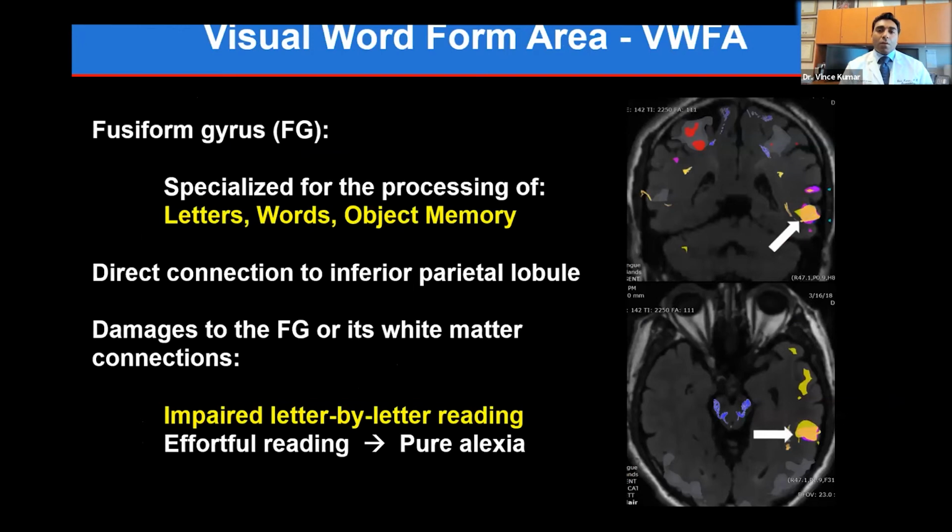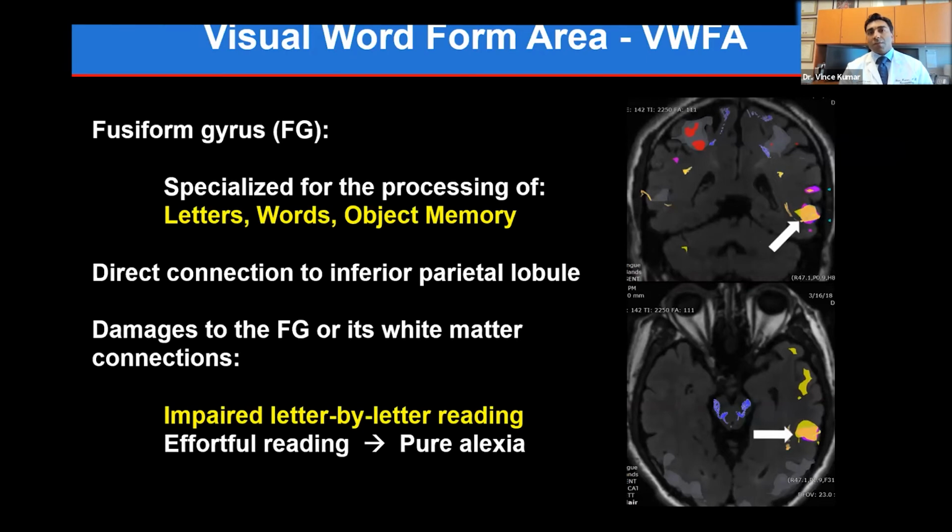The third area we can identify is called the visual word form area. So this area is located in the fusiform gyrus, and this is the junction of the inferior temporal lobe and occipital lobe, and you can see that here by this fMRI activation. So this area is specialized for the processing of letters, words, and object memory. It has a lot of complex functions, but there is a component for language. It has a direct connection to the inferior parietal lobule, so there's a language connection to Geschwind's area.